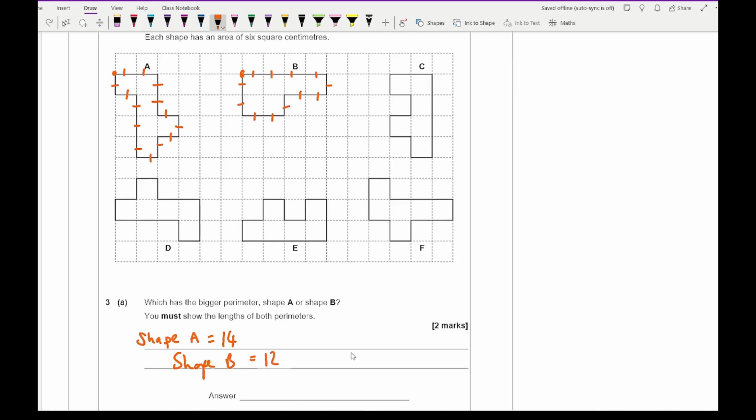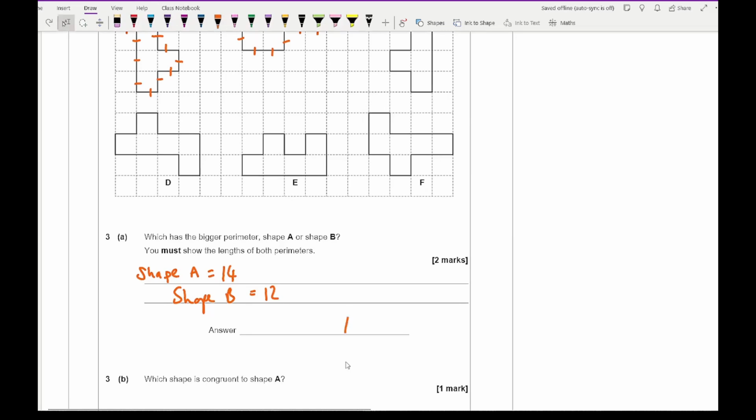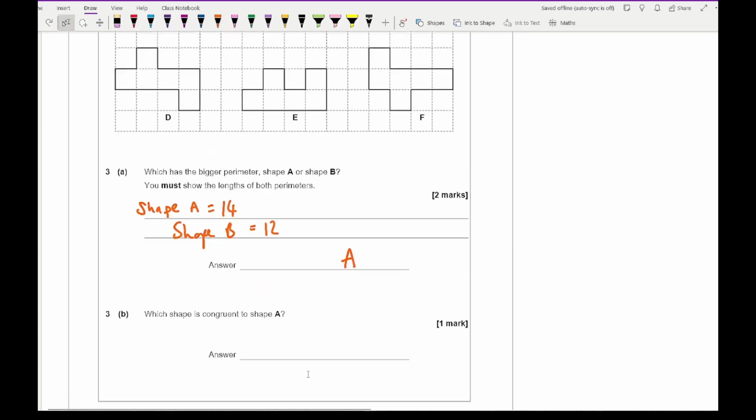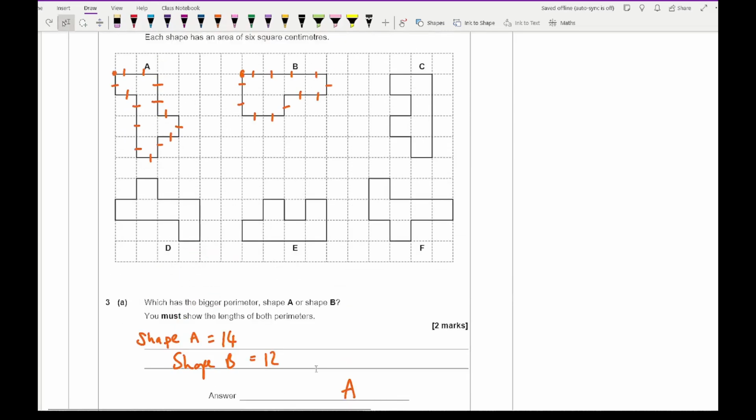So which has got a bigger perimeter? The answer is going to be A. It then says which shape is congruent to A. So which one is identical to A? It could be rotated, it could be reflected. And the answer we want to mark there is going to be D.